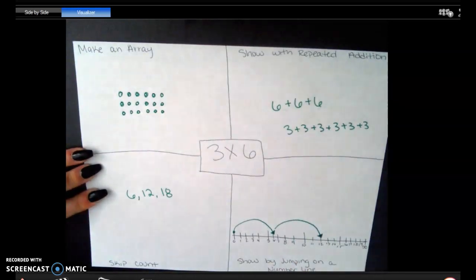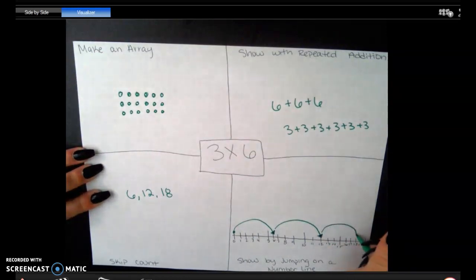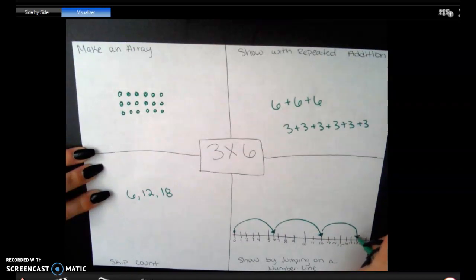Now we count up by 6 again. 1, 2, 3, 4, 5, 6. That lands us at 18.